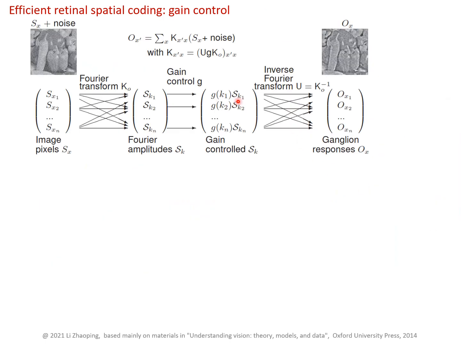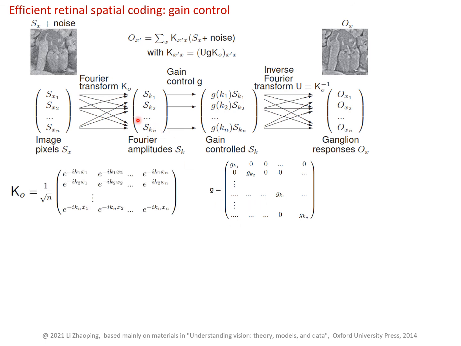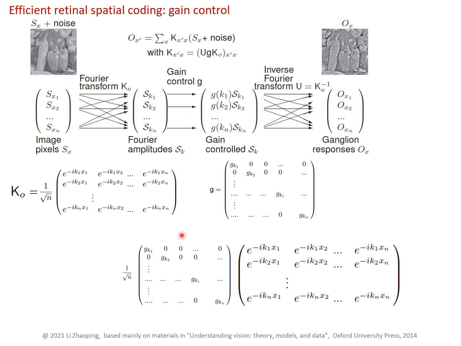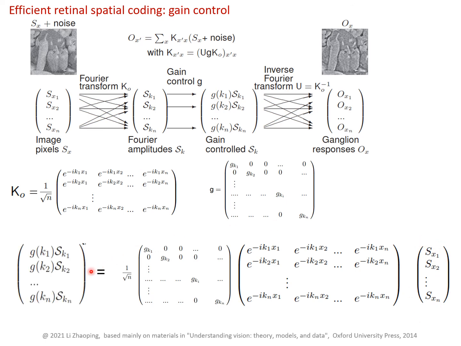Since we give one gain to each Fourier component, this gain control stage is this diagonal matrix G. Now remember that the Fourier transform K0 is this n by n matrix. Therefore, if we combine these two first stages together, we have this matrix as the product of these two matrices, and it transforms the original image pixel vector to these gain-controlled Fourier components.